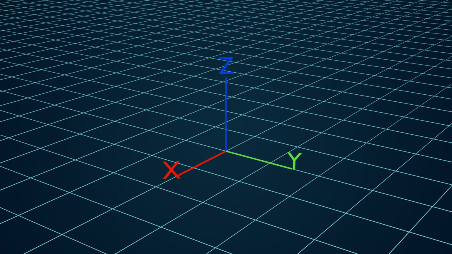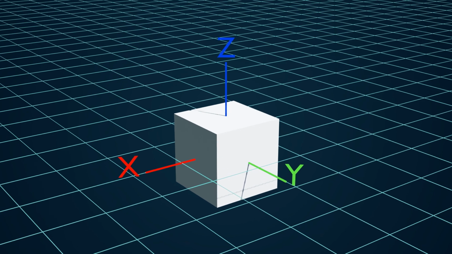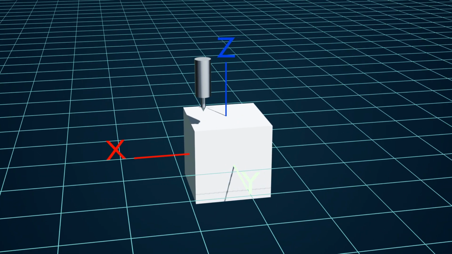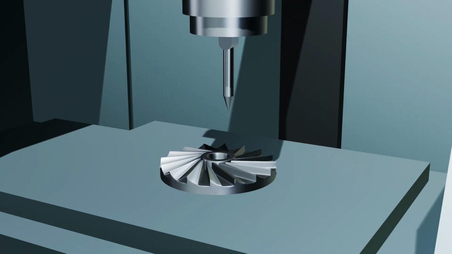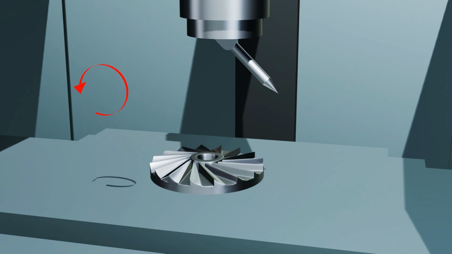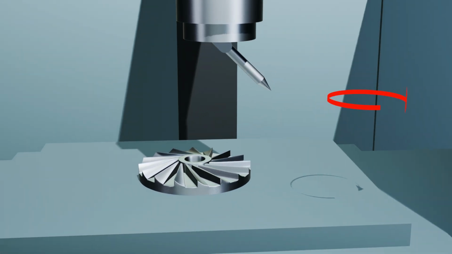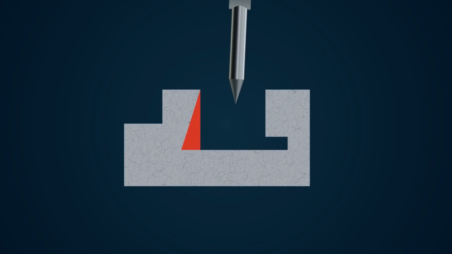So what are the axes of CNC machines? Most CNC machines are 3-axis, meaning the cutting tool moves along the X, Y, and Z axes to shape the material. 5-axis CNC machines move along these same 3 axes, but also rotate the tool or the part around 2 additional axes. This allows for more complex geometries, deeper pockets, and hard-to-reach undercuts, all in fewer setups.